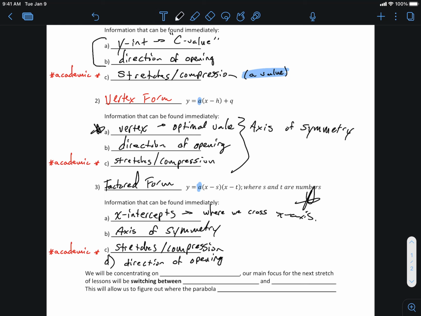You have to be able to put into context what the parabola is doing with the words, and what it is you're looking for. Does anybody have any questions?